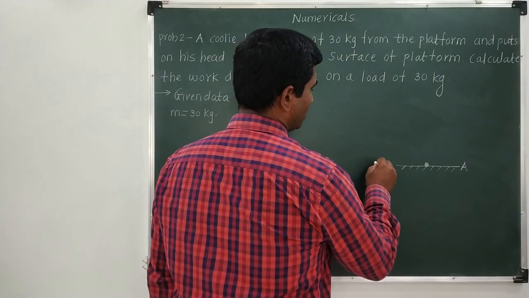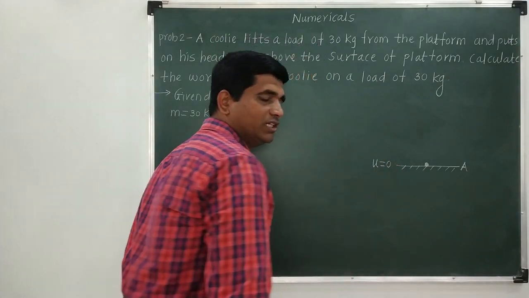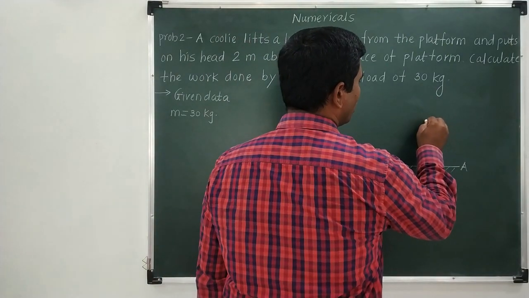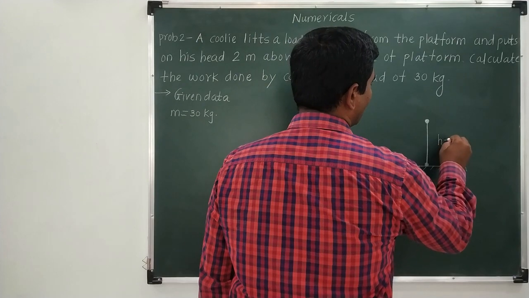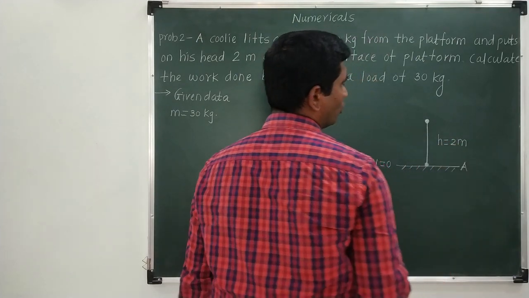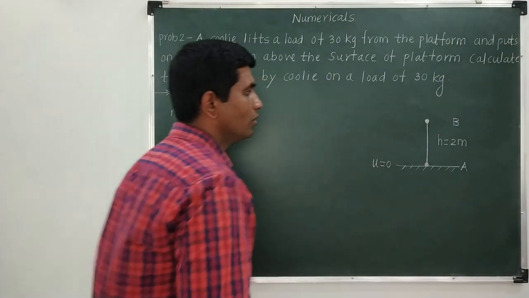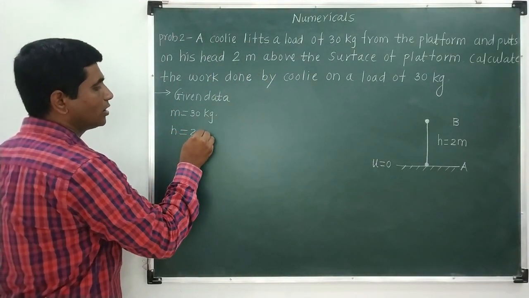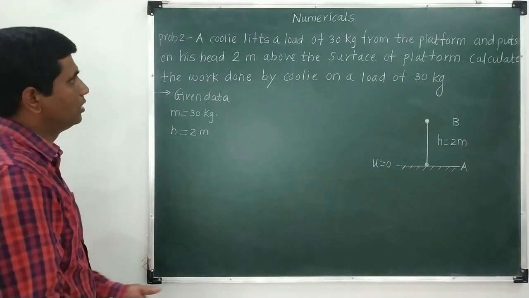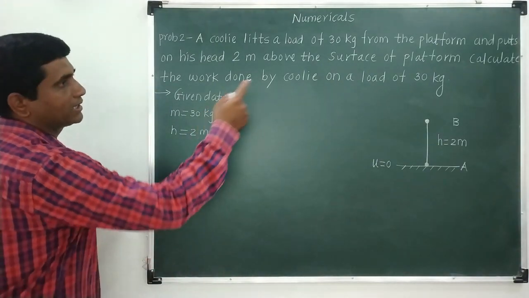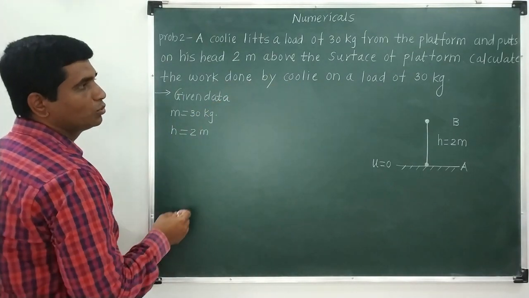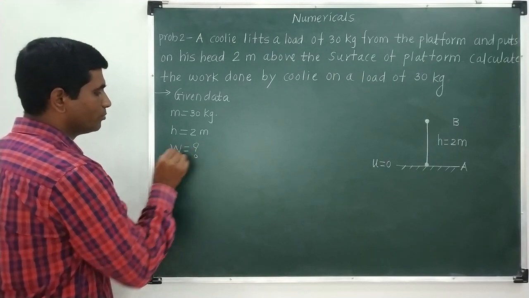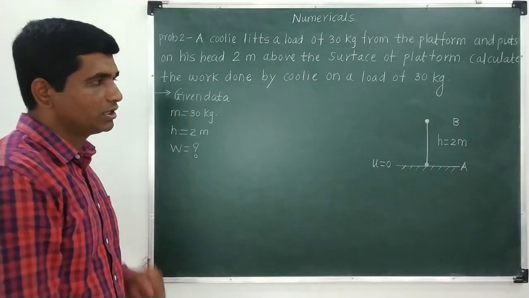At this point, as the load is at rest, its initial velocity is 0, and the coolie lifts this load above his head, which is 2 meters above. Let us say this is point B. So h, 2 meter, is nothing but the displacement or height through which the load has been lifted. Next it is asked to calculate the work done by the coolie on a load of 30 kg. So W is equal to question mark.